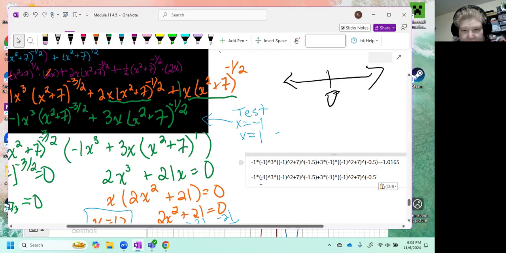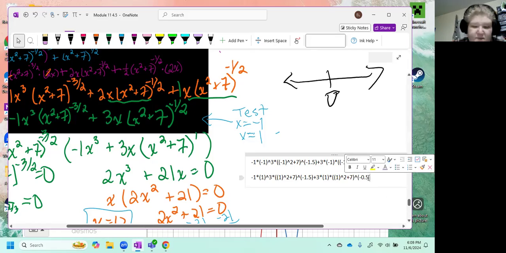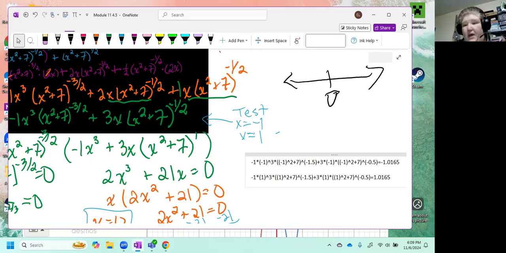I'm going to paste it again and back where the x's were. So that -1 in front stays, but inside here, I change that to a +1. Change that to a +1. And then it was 3x, so that becomes positive. And that becomes positive. Let me get positive 1.0165. Okay.